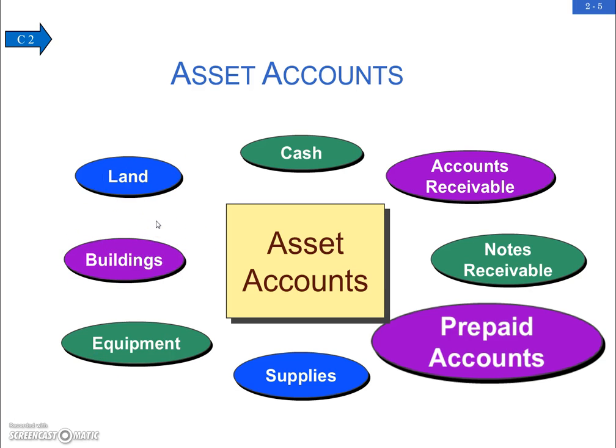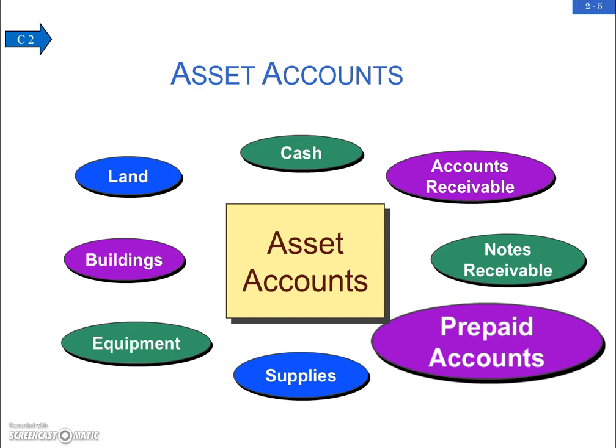These are things that a company can and usually does own, and of course will provide them some benefits in the future. Equipment, of course, will benefit us because it will help us do whatever it is we do. Buildings will give us a place to either house our offices or our manufacturing plant. And land, of course, we can do all sorts of good things with. So these are just examples of assets.